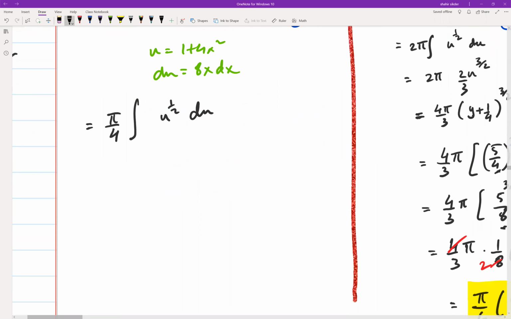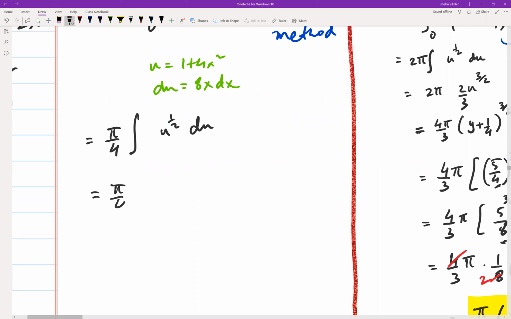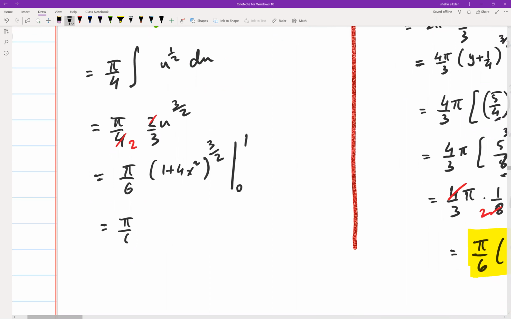How do you do that problem? That's super easy. U to the 3/2 with the 2/3 out in front, which makes life easier when we simplify. So this would be pi sixth. What is my u? 1 plus 4x squared raised to the 3/2, 0 through 1. Plug in your upper bounds. So you'd have pi sixth. 1 squared is 1, 4 times 1 is 4, plus 1 is 5 raised to the 3/2. If I plug in 0, 4 times 0 squared is 0, so I would have minus 1 raised to the 3/2. Ladies and gentlemen, let's take a look.